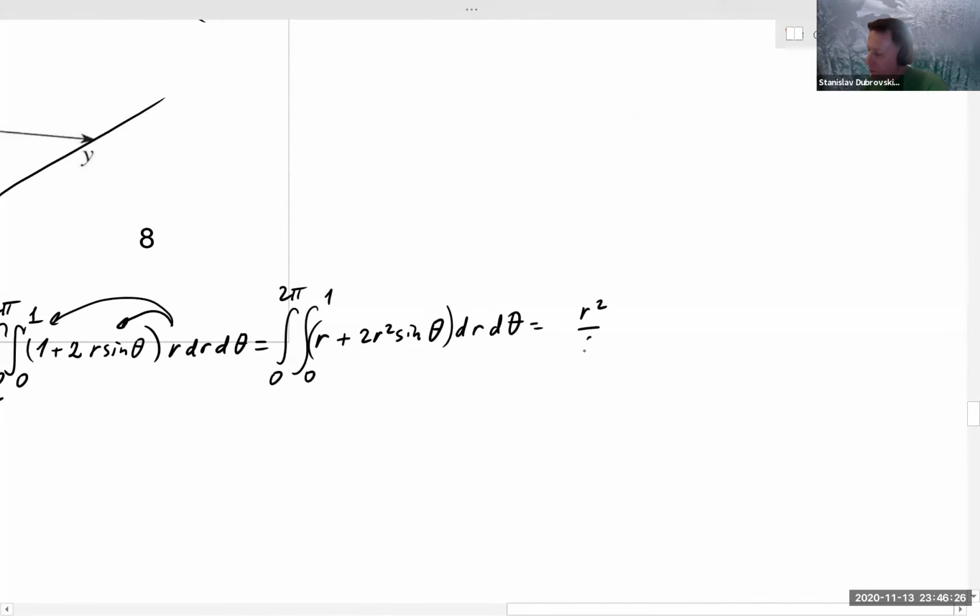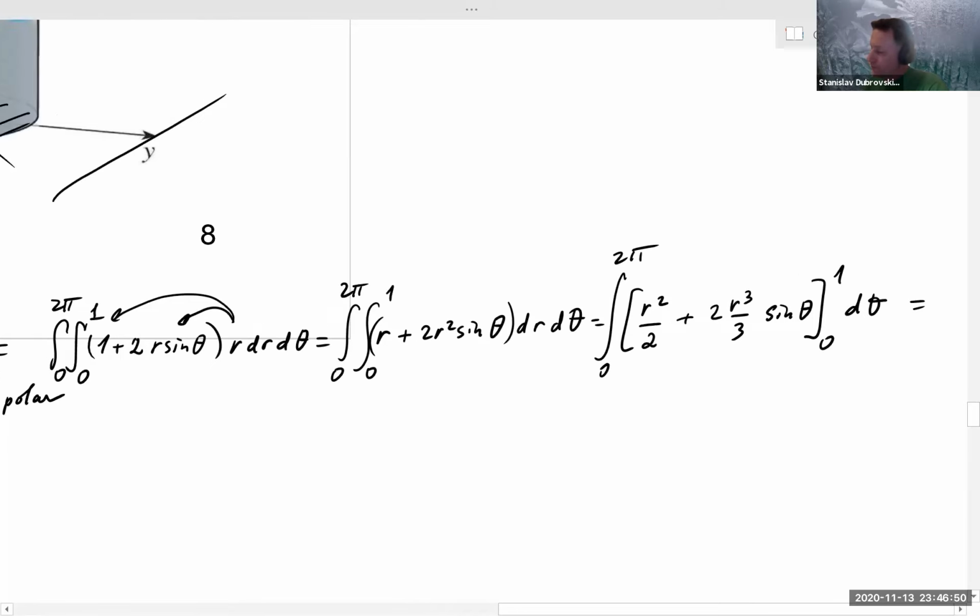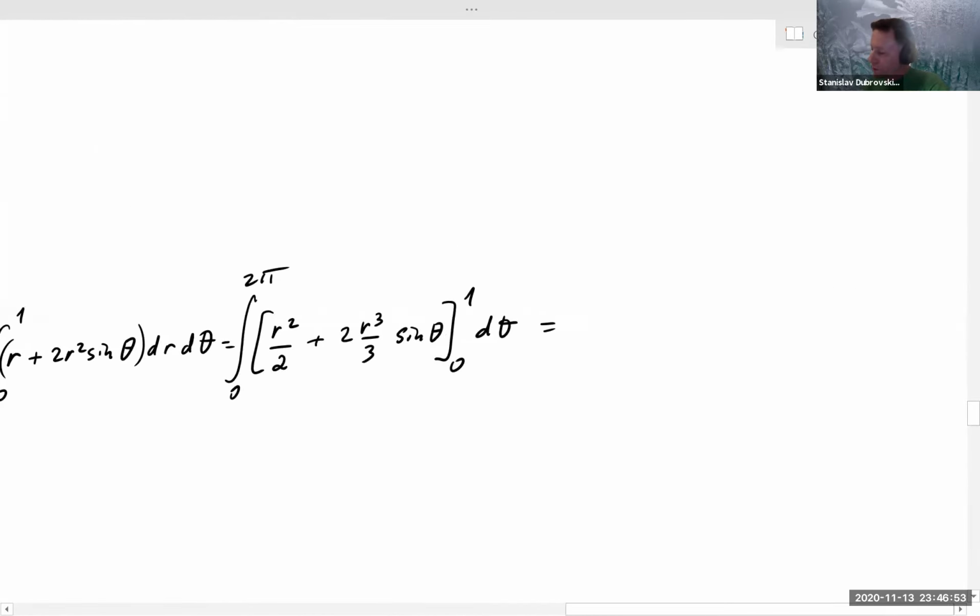So we'll get r squared over 2 plus 2r cubed over 3 sine theta, from 0 until 1, and then with respect to theta from 0 until 2 pi. You can see that you get here 1/2 plus 2/3 sine theta.